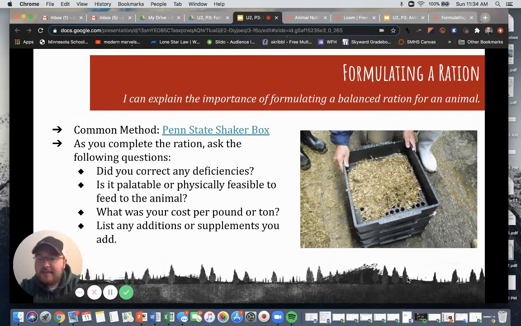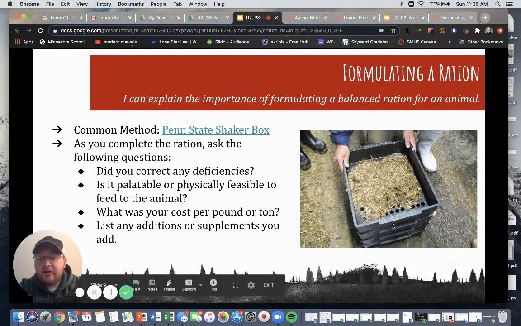A common method of formulating rations is something called the Penn State shaker box. And this is something that our school does not have right now. I'd love to get us one in the future. But basically, the Penn State shaker box is a tool that we use to help sort out and figure out the different nutrients that are in a ration. So I have a video linked here that you can watch on your own time if you would like. But basically, it's kind of like this picture over here.